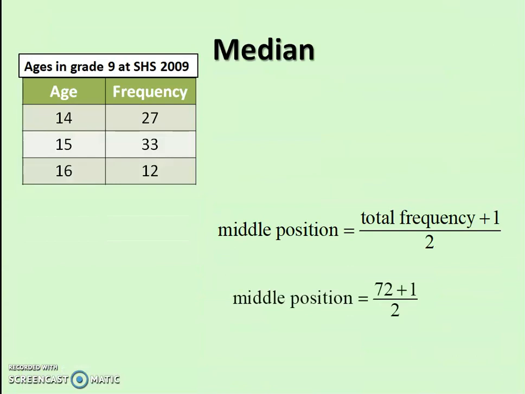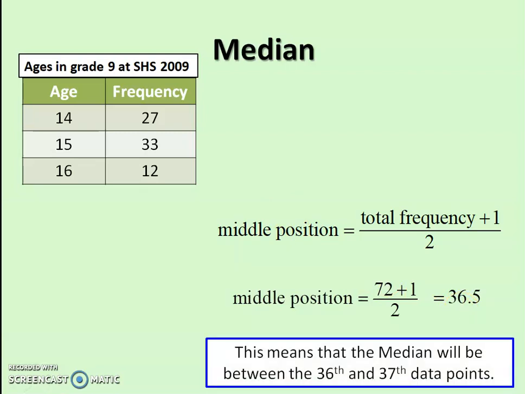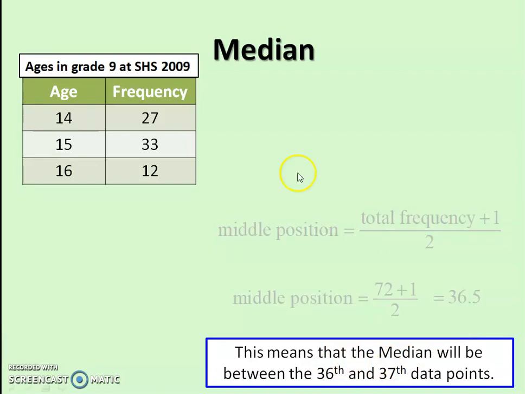So if I did that here, if I found the total frequency plus 1 divided by 2, I end up with this number. This is not the median, but it tells me where to find the median. It means that my median is going to be between the 36th and the 37th data points. So now I have to figure out where those are. And the frequency in my table helps me to do that.